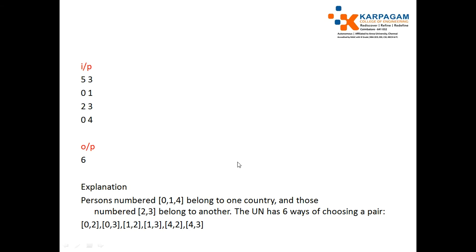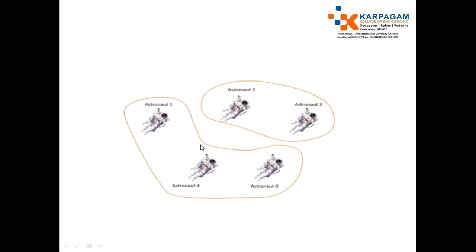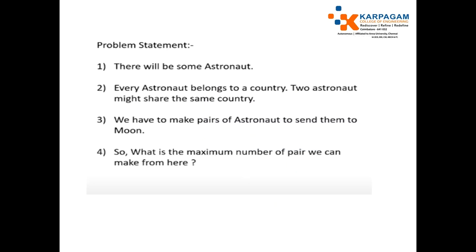It's a very important and interesting problem. Here the problem statement is that there are some astronauts. Every astronaut belongs to a country, and 2 astronauts might share the same country. We have to make pairs of astronauts to send them to the moon. The question asks for the maximum number of pairs possible. I will go with some diagrams so that you can easily understand the problem.